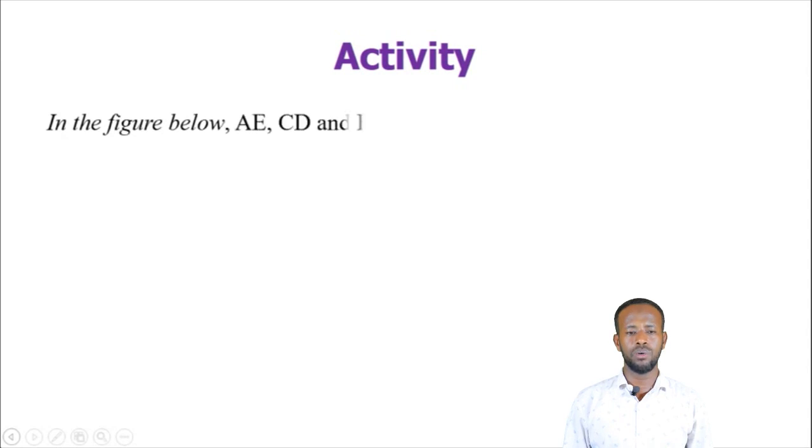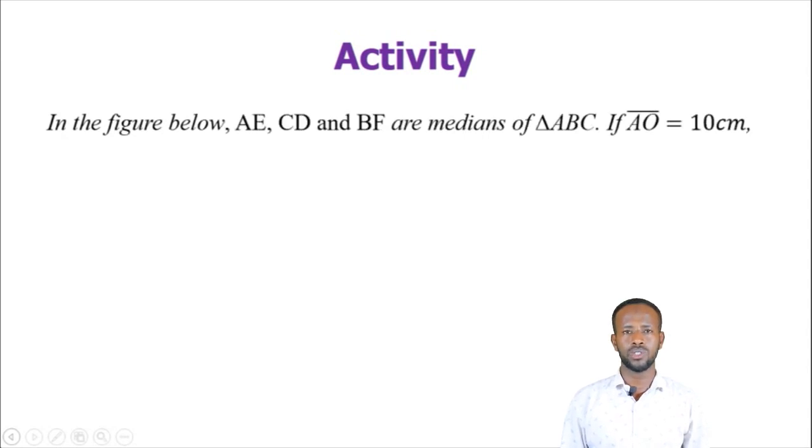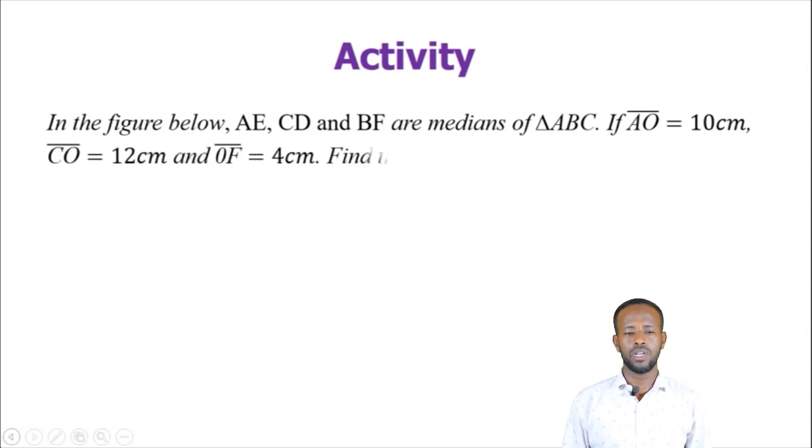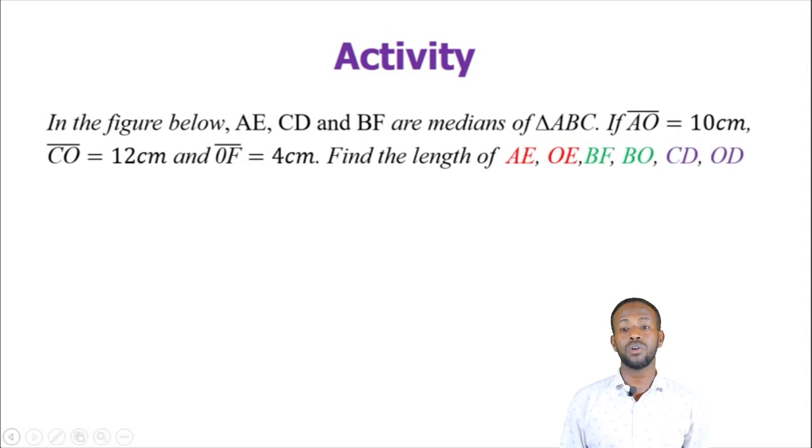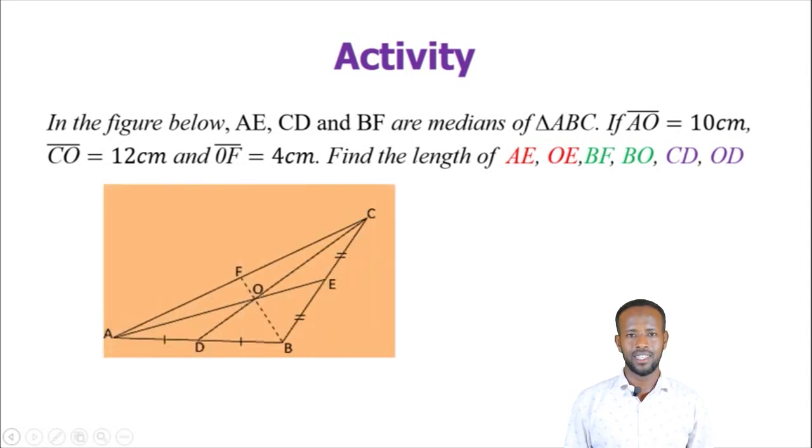If the figure below AE, CD, BF are medians of triangle ABC, if AO is equal to 10 centimeter, CO is equal to 12 centimeter, OF is equal to 4 centimeter, find the lengths of AE, OE, BF, BO, CD, and OD. Students, let me give you a hint. The triangle is this. Right, mark it. What are you given? Right over there, you will get it easily without more calculation. So good luck.